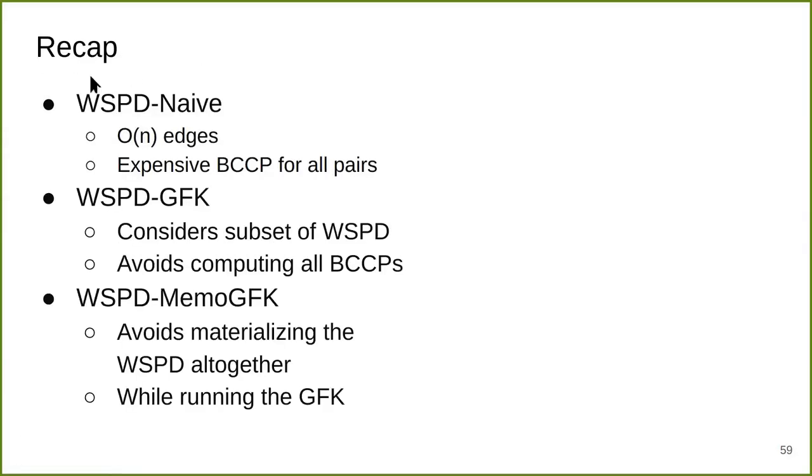Here's a recap of the methods that I have introduced and which we are going to show here. WSPD naive is the method where we generate a linear number of edges. It's pretty expensive to compute all their BCCPs. The parallel WSPD GFK only considers a subset of the WSPD and uses filtering to prune out some of their BCCP computations. And our memory-optimized GFK, we call it WSPD memo GFK. It avoids materializing the WSPD altogether, and it still runs the GFK algorithm.